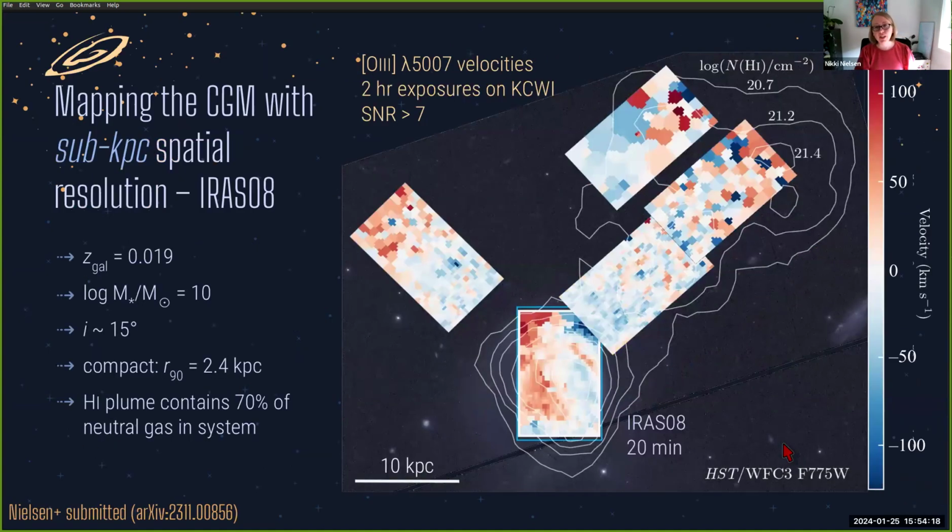But looking at these kinematics, you could argue that this blue shifted material is that outflow, and then this higher or larger radius red shifted material is maybe that outflow kind of fountaining back down. I don't know for sure. It's a possibility.